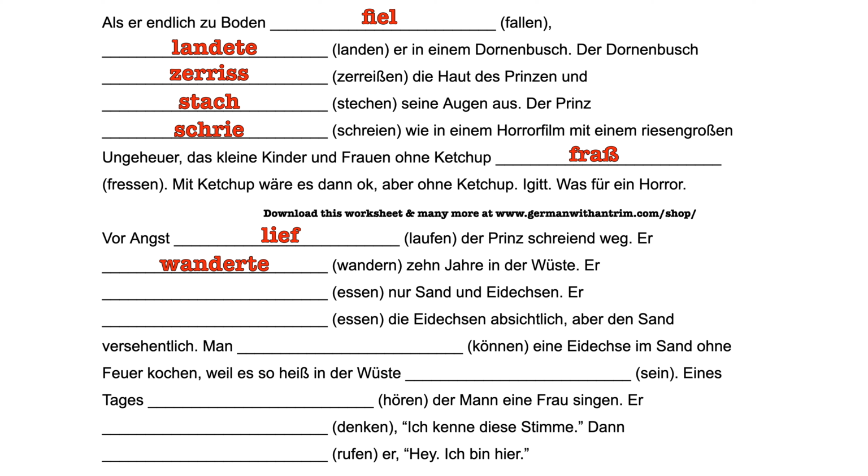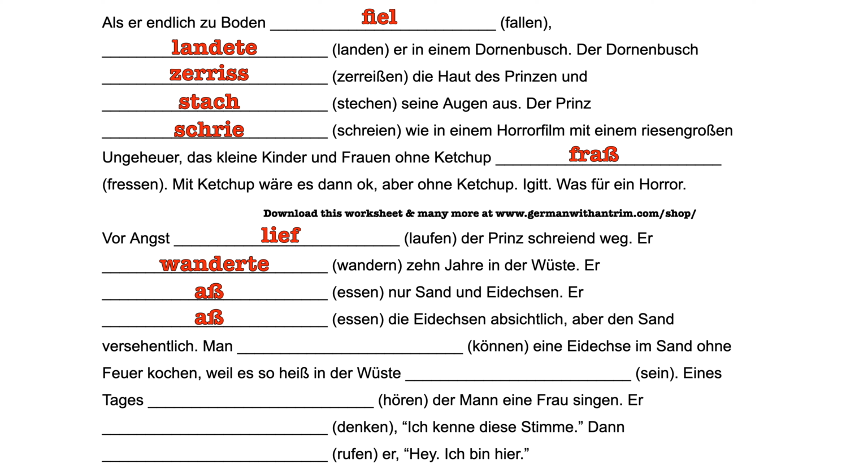And a form of essen that goes with him. Aß. Aß nur Sand und Eidechsen. He only ate sand and lizards. And a form of essen again. Aß die Eidechsen absichtlich, aber den Sand versehentlich. So he ate the lizards on purpose, but the sand by accident.